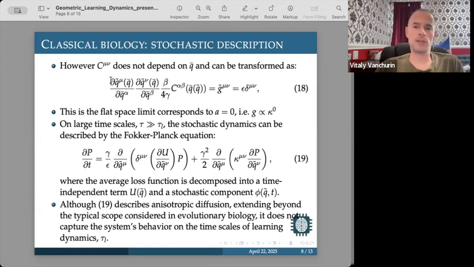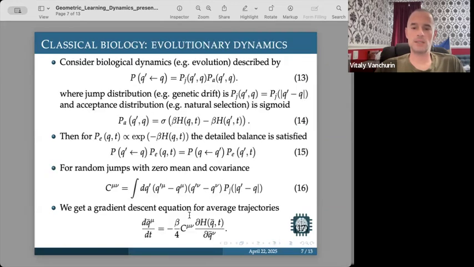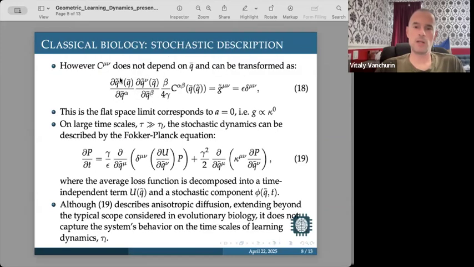Now, there's another important thing that I skipped, number 18. This C mu nu, yes, it's the inverse metric, but it doesn't depend on Q, on position. And because it doesn't depend on position, we can just get rid of it. We can perform a certain coordinate transformation, and in these new variables, the metric will be just proportional to delta mu nu. So that corresponds to the limit of a equals 0.